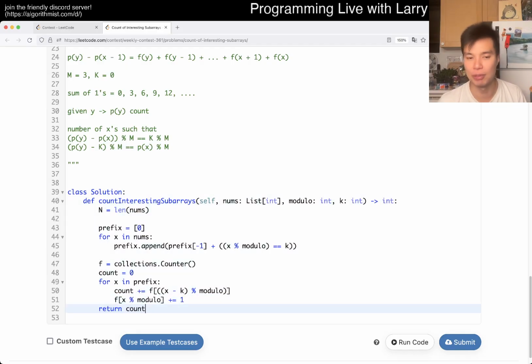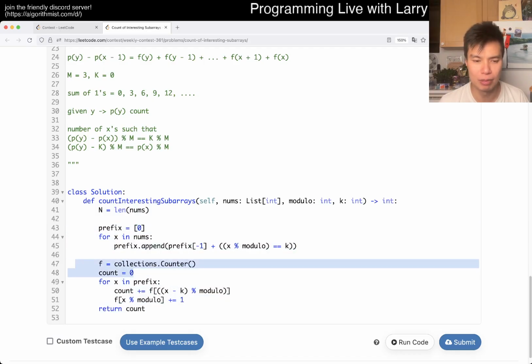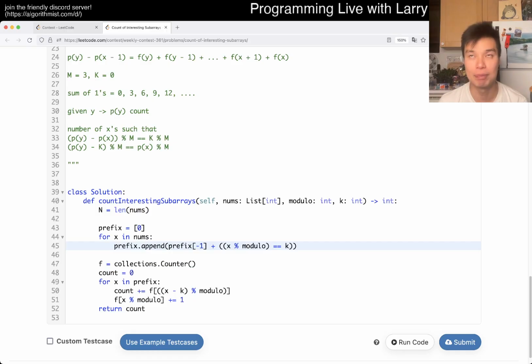I think this is actually a pretty straightforward complexity. In terms of space and time, this is O of N space. This is O of M time, where M is the modulo, as a reminder. So this is O of N plus M space, but O of N time in both cases, right? Because this is O of N time, this is O of N time. There's only N plus one prefixes. So yeah, that's all I have for this one.